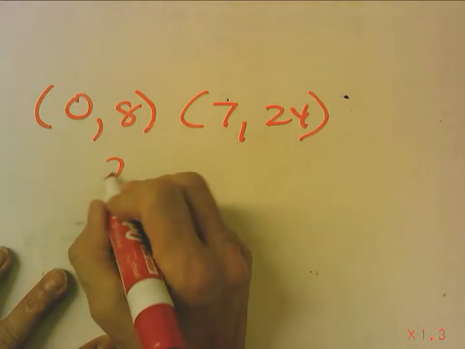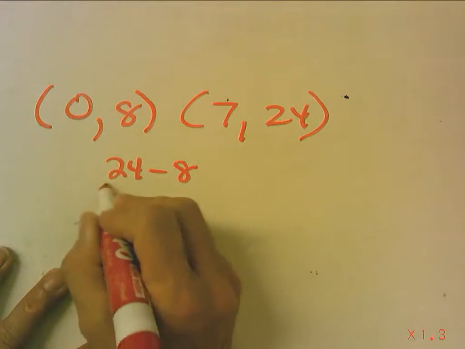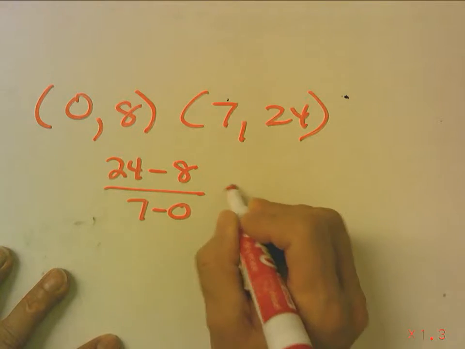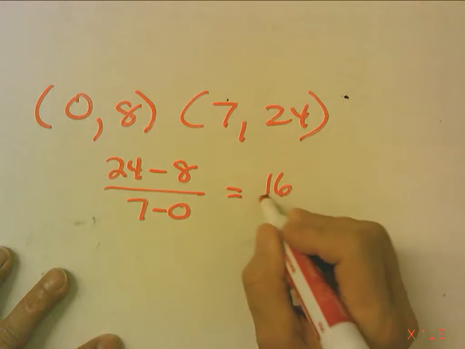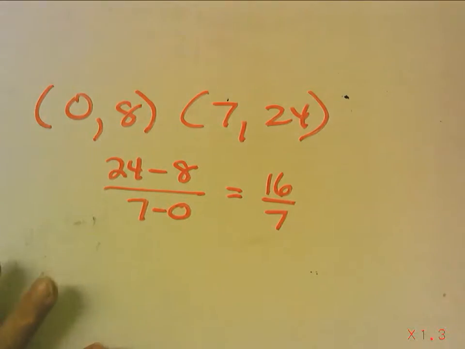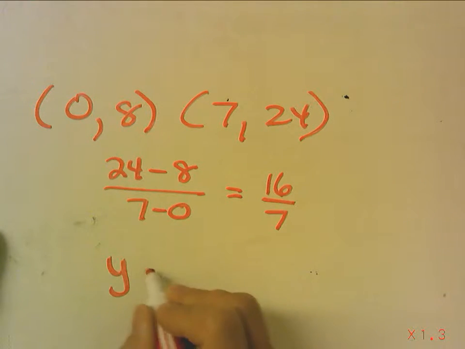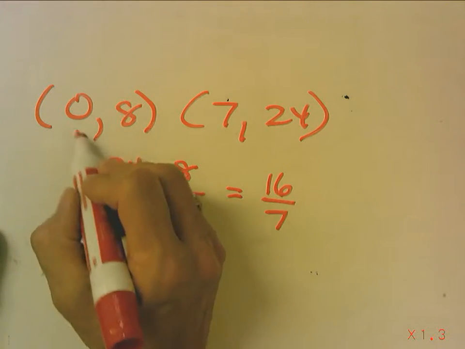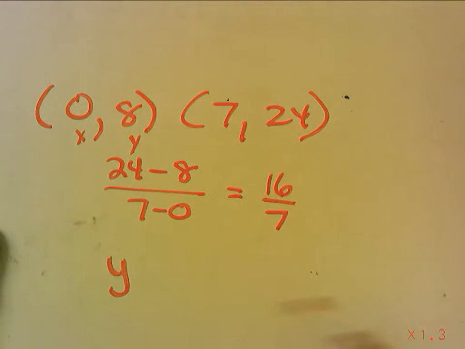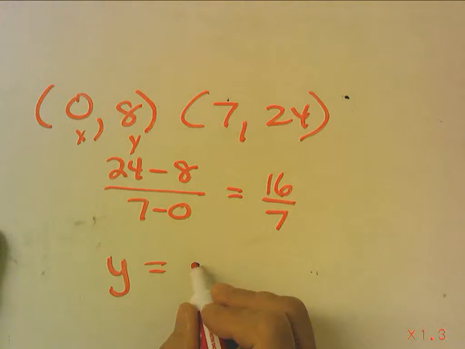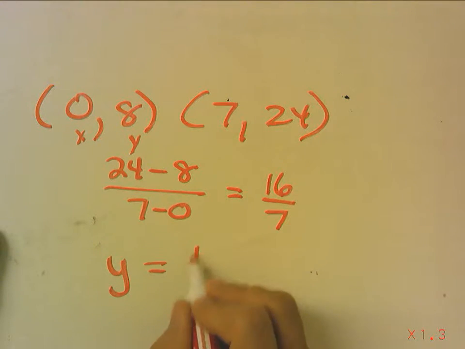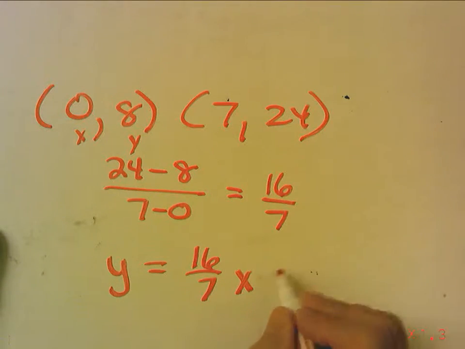So I find the slope, 24 minus 8 over 7 minus 0. 24 minus 8 is 16, 7 minus 0 is 7. So we get a slope of 16/7. Okay, so now, for 0, 8, this is x, and this is y. So my y-intercept is obviously going to be 8. So y equals 16/7 x plus 8.